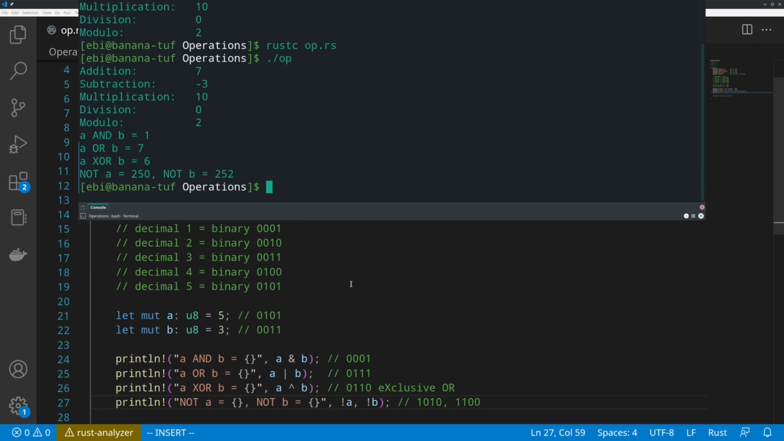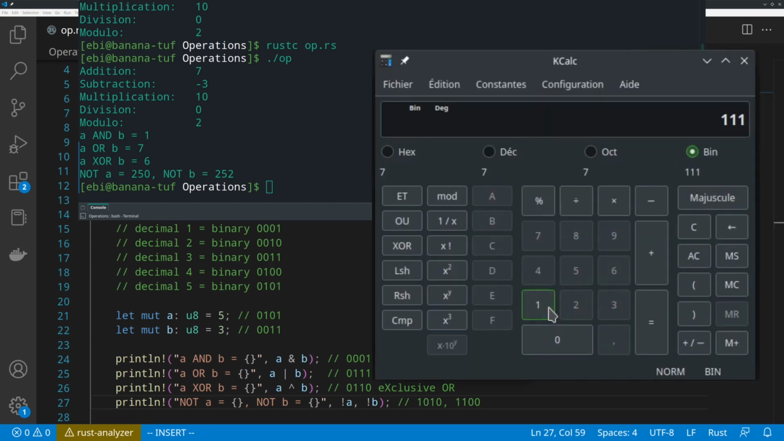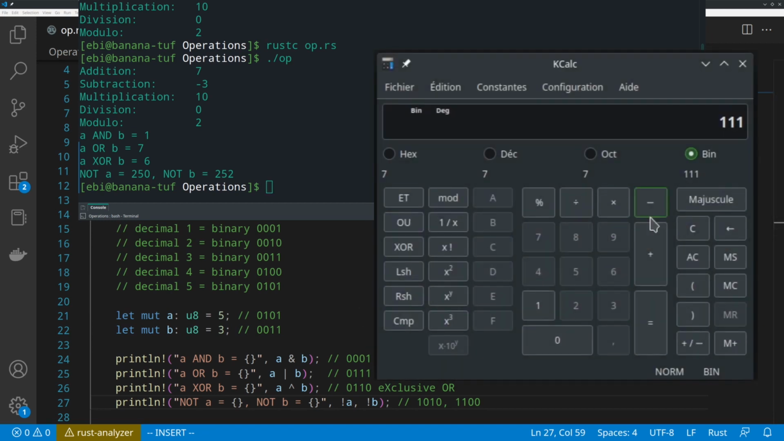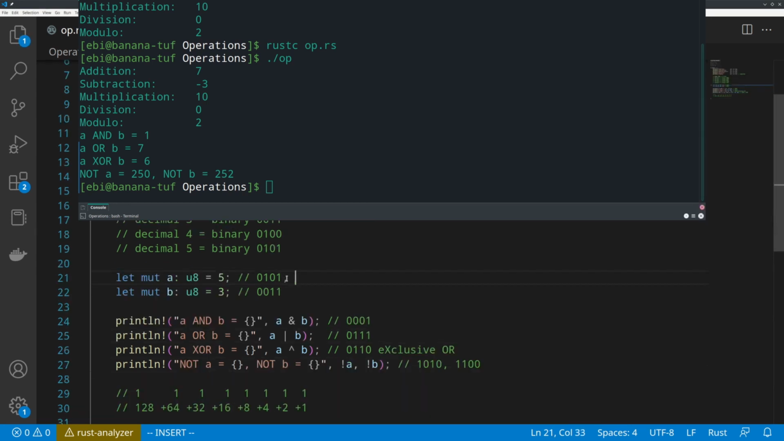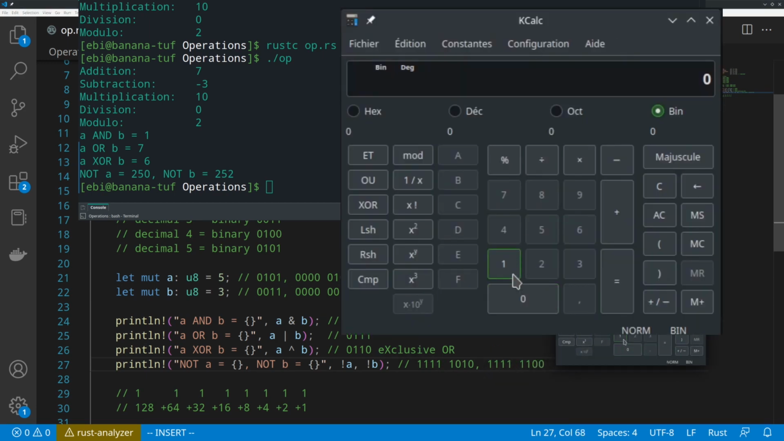So we can run and compile and see our results here. A and B gives us 1, A or B equals 7, A XOR B equals 6. And using our calculator, we can confirm this. You can see here, NOT A gives us 250, and NOT B gives us 252. That's way bigger than what we have here. One thing you should be careful with bitwise operations is that it will continue to do them for every bit in the variable. So since we have 8 bits here, every single one of those bits got flipped.